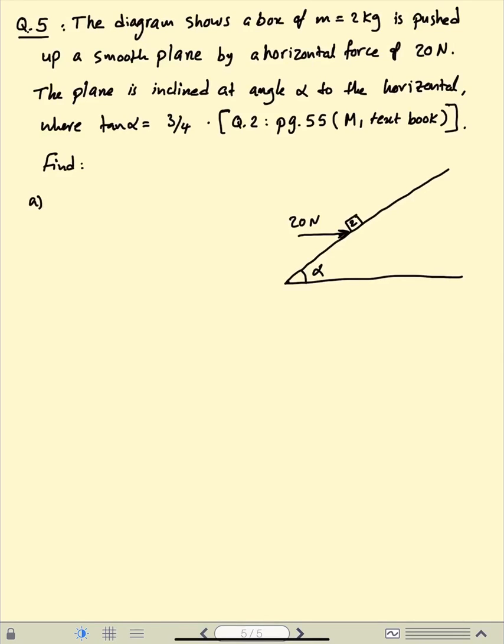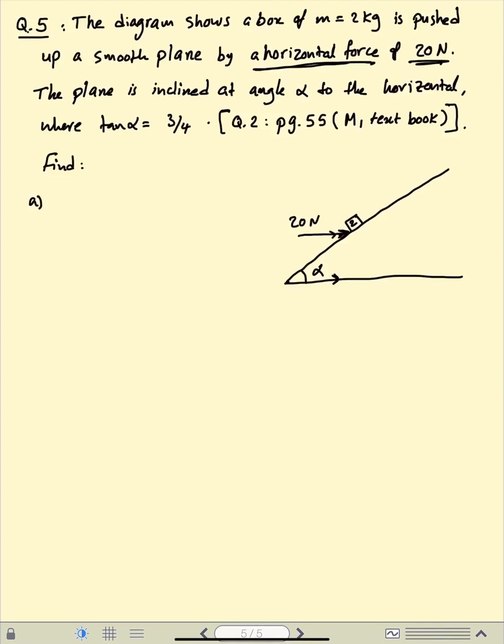The diagram shows a box of mass 2 kilograms pushed up a smooth plane by a horizontal force of 20 newtons. Horizontal, parallel to the horizon. Look at it, parallel to the horizontal. And the plane is inclined at angle alpha to the horizontal, where tan alpha is 3/4.